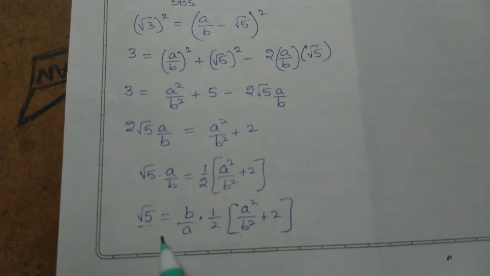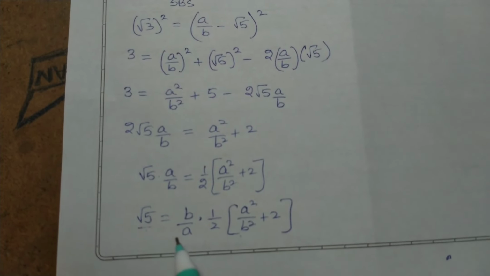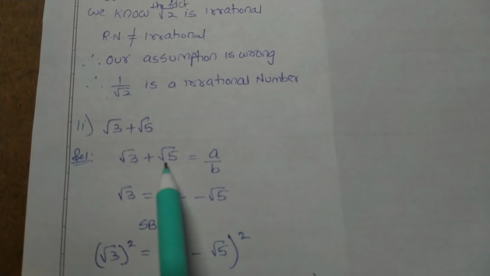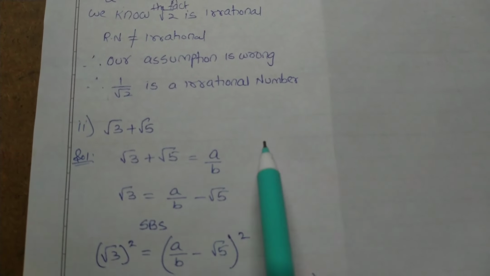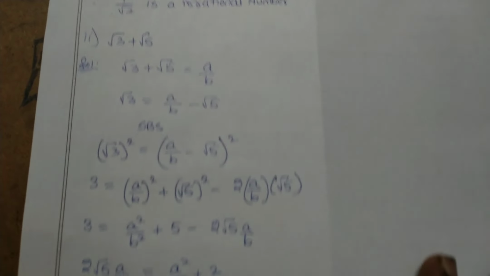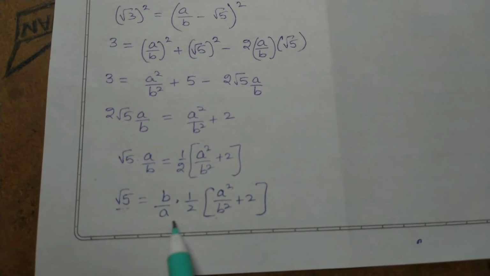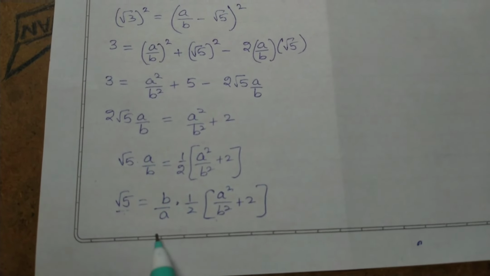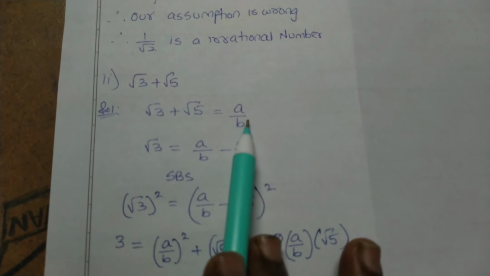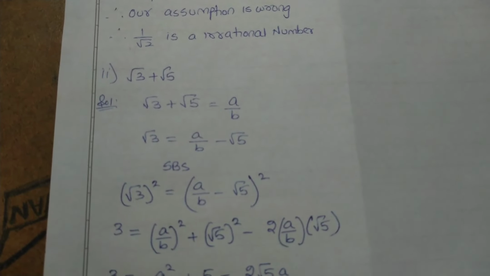Okay, this contradicts the fact. Our assumption is wrong. If our assumption is wrong, what have we assumed? We have assumed that root 3 plus root 5 is a rational number. That is wrong. Then what is correct? Root 3 plus root 5 is an irrational number. So therefore you have to write all these steps. Okay, you have to write here: irrational number cannot be equal to rational number, therefore our assumption is wrong. That is, root 3 plus root 5 is not equal to a by b, so therefore root 3 plus root 5 is irrational. This is what you write.